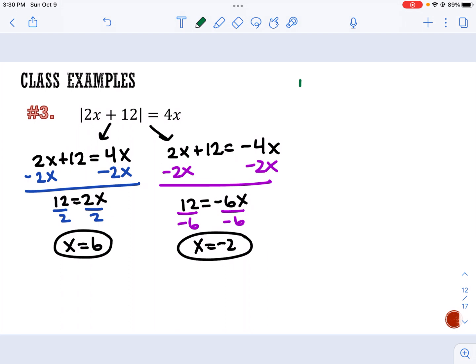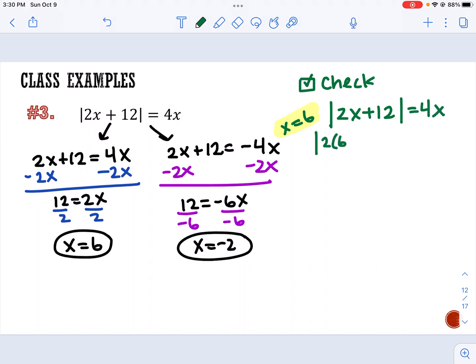So let's check. On the side here in green, I'm going to do a check. The first one I'm going to check is x equals 6. I'm going to plug 6 in every time I see x back into my original equation. So I always write my original equation first. I'm going to replace x with 6. The absolute value of 2 times 6 plus 12 is equal to 4 times 6. Let's see if this holds true. The absolute value of 2 times 6 is 12, plus 12 equals 4 times 6 is 24.